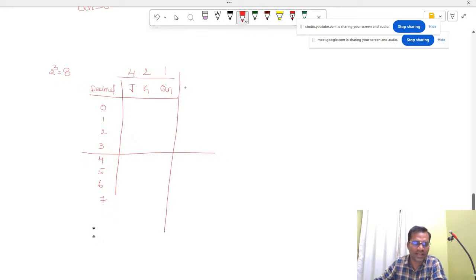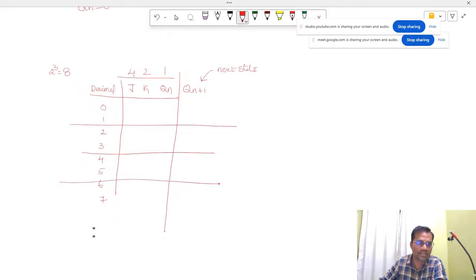Okay, and I want the output, which is nothing but Qn+1. Qn+1 is called as which state? Present state or next state? Next state. Now I will give a basic logic. Later on I will show you the proof. Okay, so draw the lines for every two values.